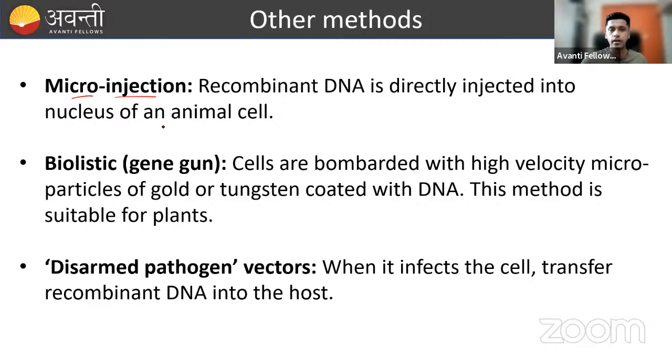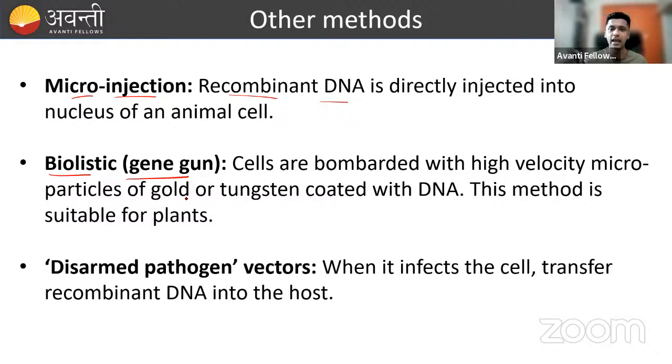So in microinjection, we make sure our recombinant DNA is directly injected into the nucleus of the cell. Literally the cell is locked in place and through a micro syringe, the DNA is transferred into the nucleus. This DNA gets incorporated into the host DNA and then it becomes a recombinant or transformed cell. Whereas biolistics, or the gene gun, is a very disruptive method, I can tell.